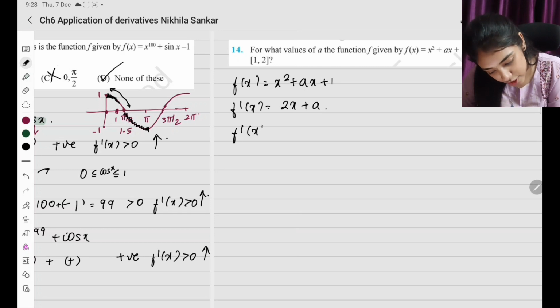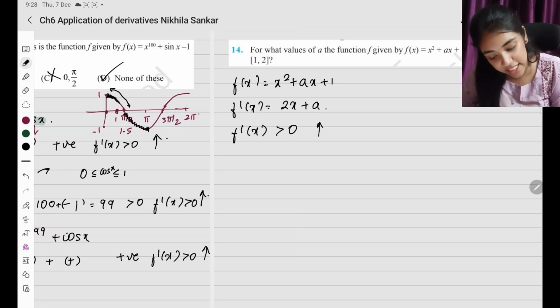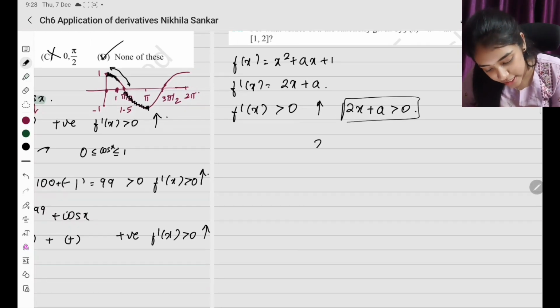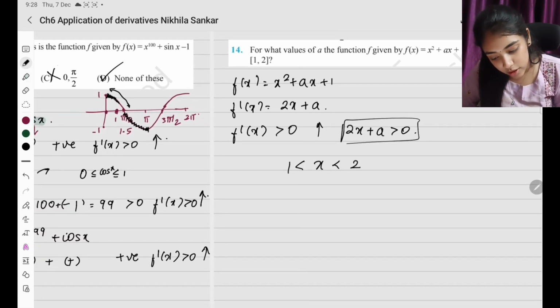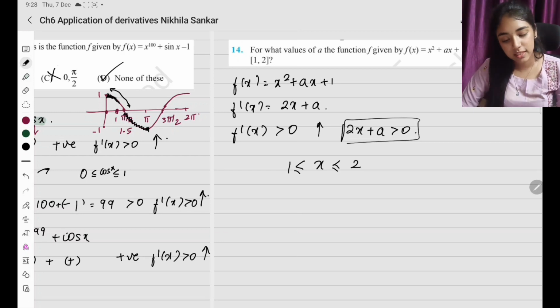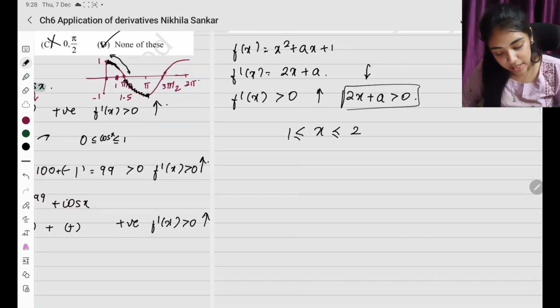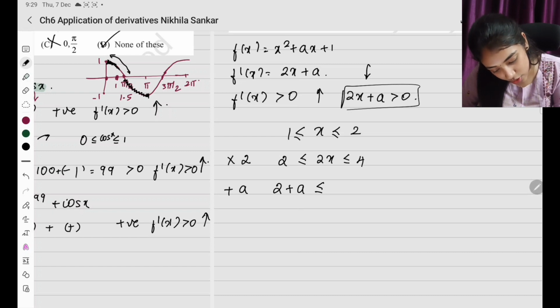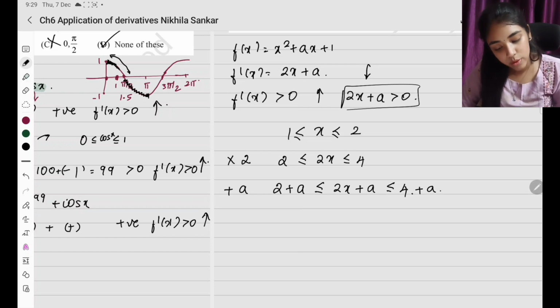I know that f dash of x has to be greater than 0 because it is an increasing function. So from this I know that 2x plus a is going to be greater than 0. So this is one thing that I have. Okay. So the x value goes between 1 and 2, closed interval, so it is going to be equal to. So when I want this, I'm going to multiply the whole inequality by 2. So the inequality does not change. So I have 2 less than or equal to 2x less than or equal to 4. Now I need to add plus a on both the sides. So I have 2 plus a less than or equal to 2x plus a less than or equal to 4 plus a. Okay, so this is what I have.